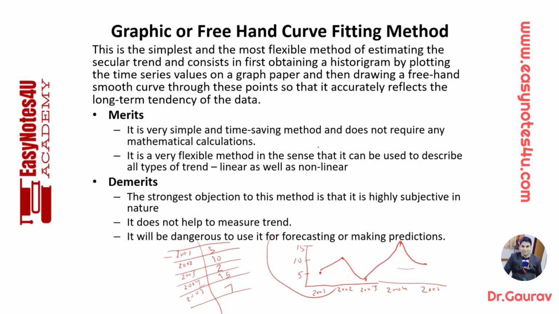The merits: it is a very simple and time saving method and does not require any mathematical calculations. It is very flexible in the sense that it can be used to describe all types of trend, linear as well as non-linear. Demerit: the strongest objection to this method is that it is highly subjective in nature. There is nothing objective. It does not help to measure the trend. It does not provide the value of the trend. So it would be dangerous to use it for forecasting. We cannot forecast or make predictions with this because it will not provide the exact value.